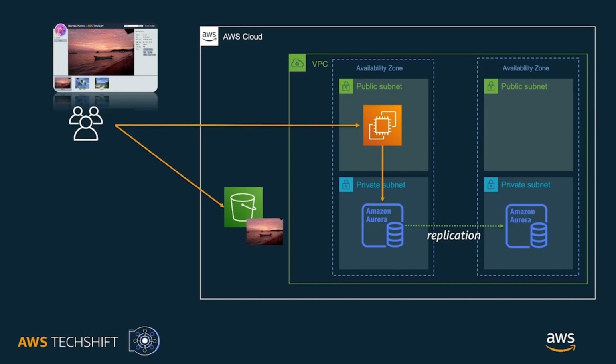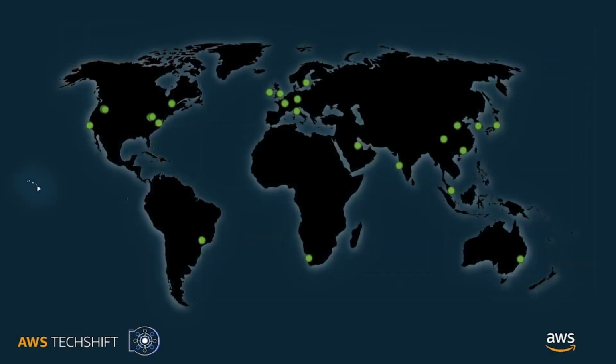We're going to make one final improvement to the architecture in this video, and that's to introduce a caching layer. Currently, the photo application is running in an AWS region. AWS has regions across the world. However, users may not be geographically close to the serving region. This can introduce latency and is not optimal for user experience.